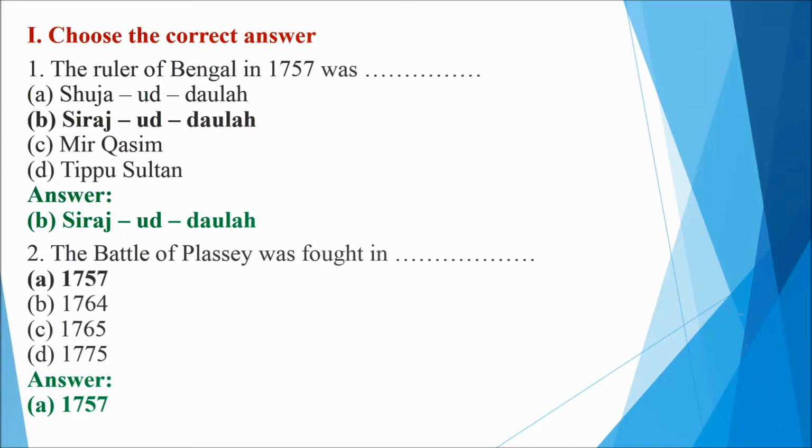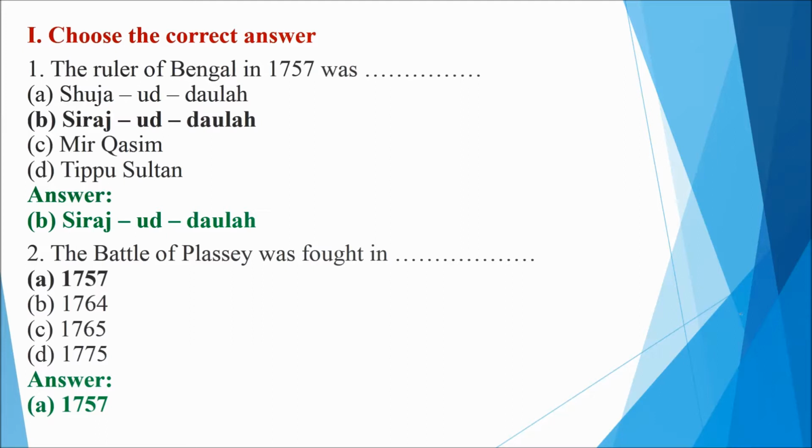Question number 1. The ruler of Bengal in 1757 was dash. Option A. Surjau-Dowla. Option B. Siraj-ud-Dowla. Option C. Mir Qasim. Option D. Tipu Sultan. So the correct answer is option B.